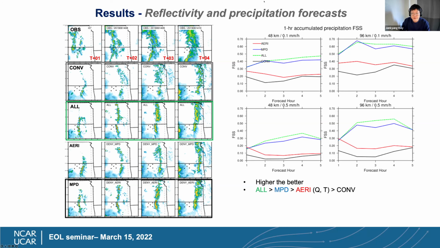The right figure shows the fractional skill score for 1 hour accumulated precipitation. This result is very consistent with the reflectivity forecast. The ALL experiment, the green line, shows the highest skill score, followed by the MPD and AERI experiments. Especially at the early forecast lead time, the blue line, the MPD, shows a very similar skill score to the ALL experiment. The AERI data improved the forecast compared to the conventional observation. However, the impact is very limited compared to the MPD data.